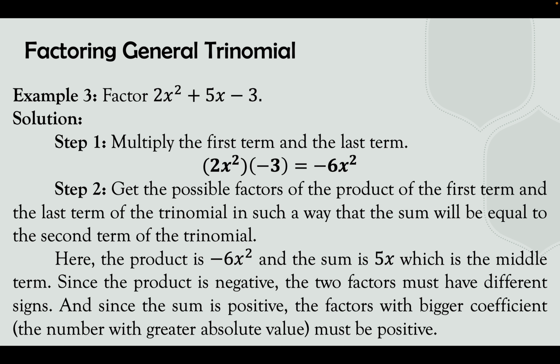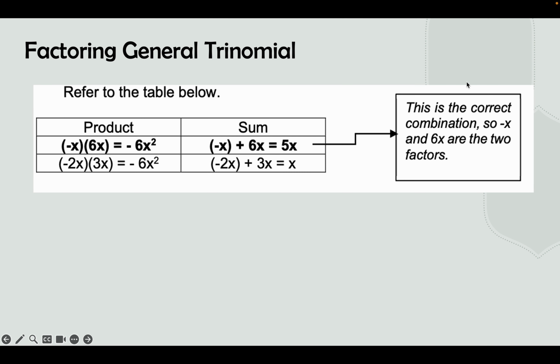Since the sum is positive, the factor with the greater absolute value must be positive. So since we have different signs here, positive and negative, and the middle term is positive, that means the factor greater in absolute value is the positive one. So these are the possible factors for the product negative 6x squared and the sum 5x.